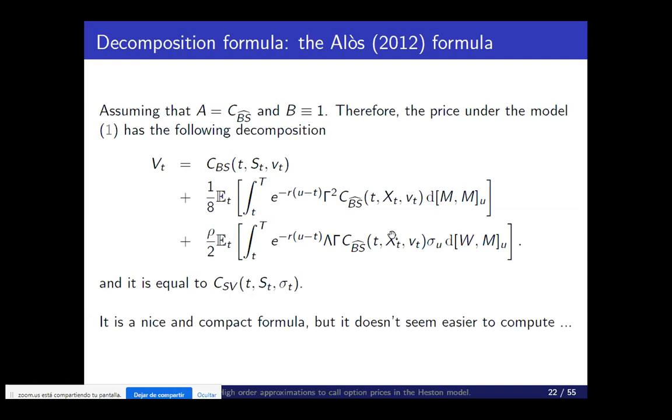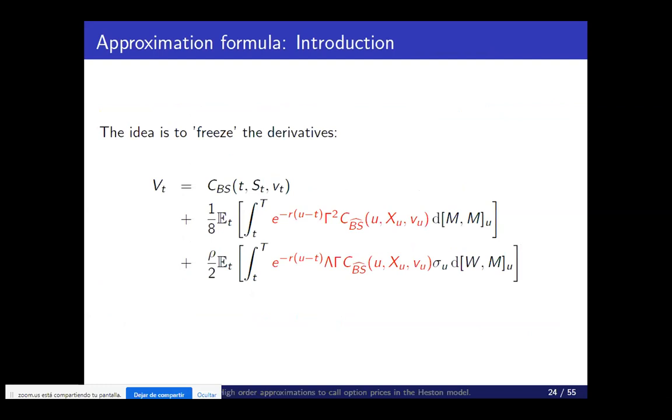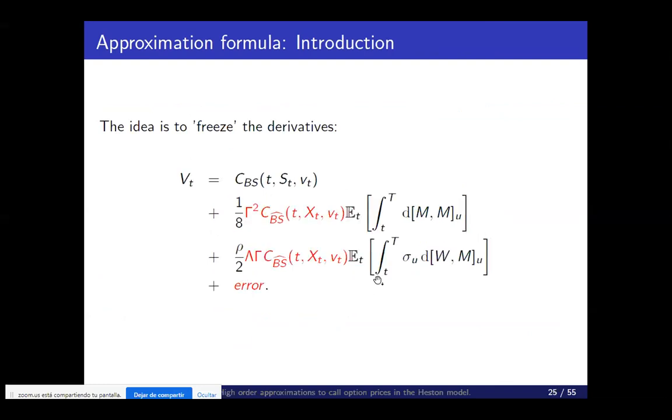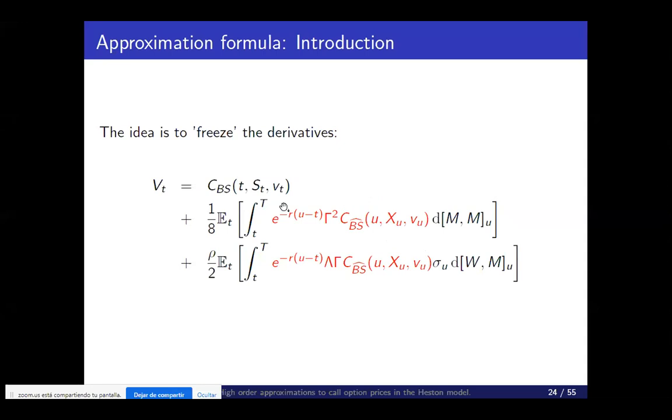This was also part of an idea of Elisa and Josep Vives in a paper of 2015. The idea is that these terms here, we are going to freeze them and put them at the beginning. We're going to take this outside the expectation. Of course, when we do that, we are not evaluating this expectation, we're evaluating something else that we expect to be close enough to this price, to this conditional expectation. So we're going to make a little error. So the idea is that we take this expectation and we get this.